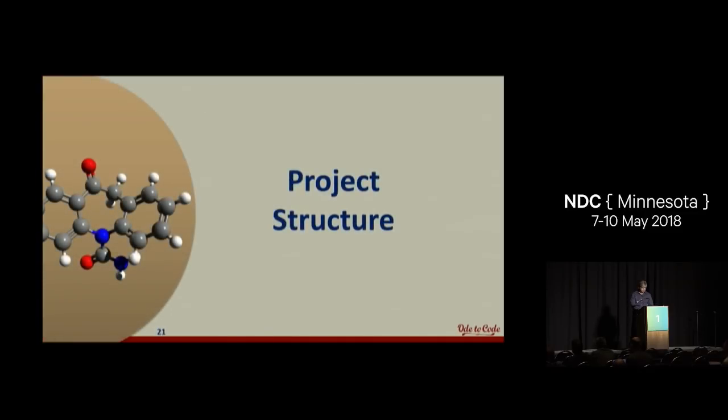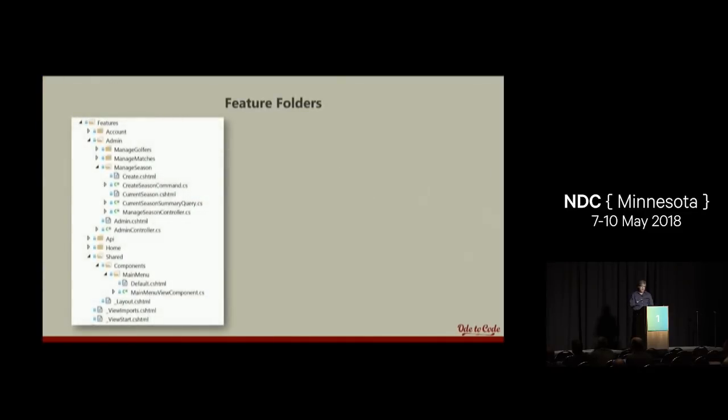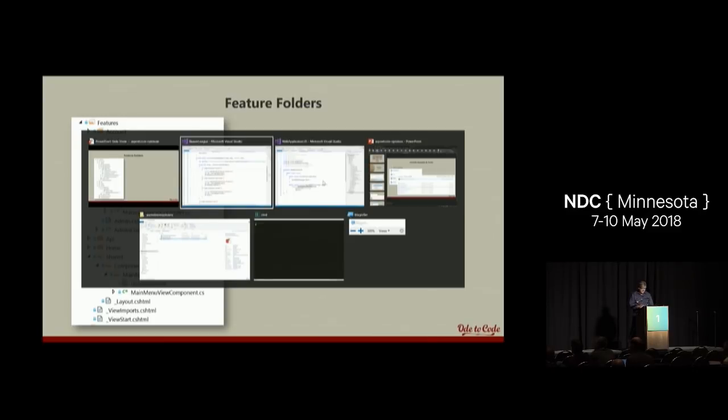Let's talk about project structure. I have an extremely difficult time these days looking at a traditional ASP.NET MVC project that has a controllers folder and a views folder and a models folder. To me, it drives me insane. Let me try to demonstrate that, let's pretend for a moment.